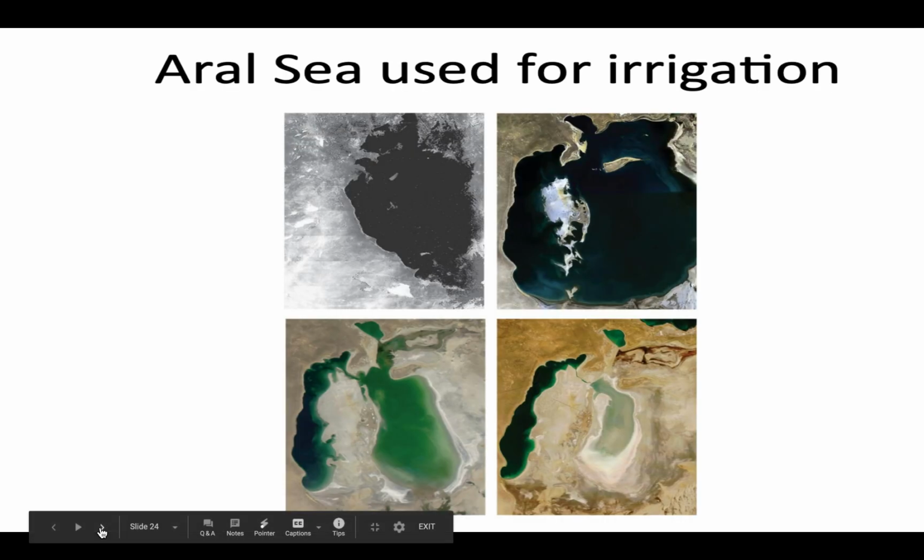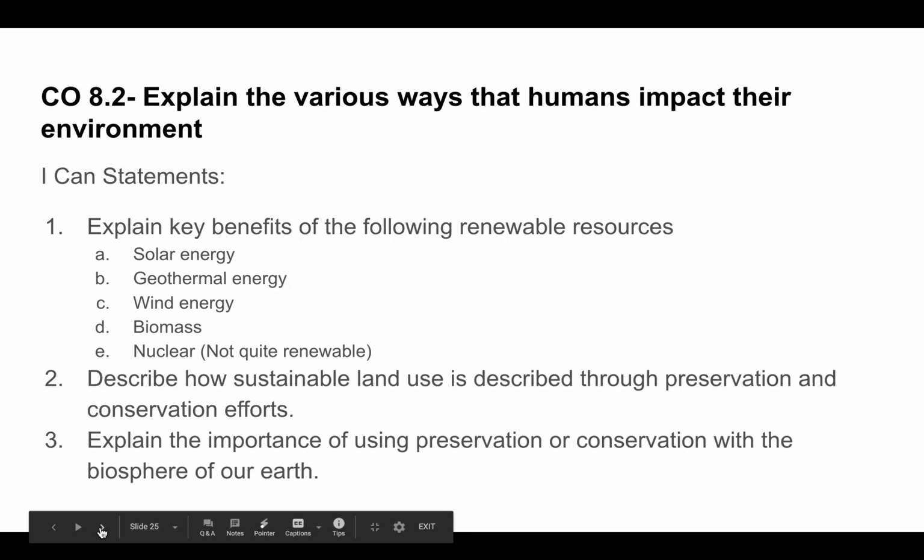We can see agriculture and how, with the Aral Sea, much of the Aral Sea was designed to create cotton under the Soviet Union, and the need for cotton is of high demand. We can see how the Aral Sea has declined in size considerably. 8.2. Explain the various ways that humans impact their environment.